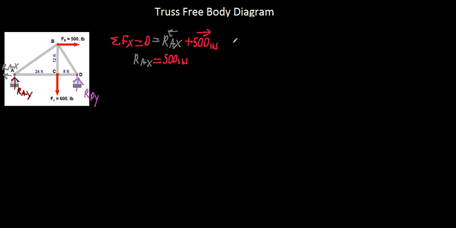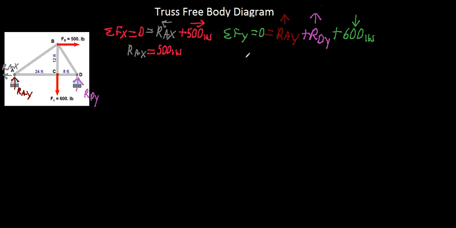And we'll do the same thing. We'll say the sum of all forces in the Y direction equals 0. And that's, we got Ray and we got Rudy. And we've got 600 pounds downward. And since we know 600 pounds is going downward, we can assume that Ray and Rudy are going upward. Therefore, I can say that Ray and Rudy combine to cancel out and therefore equal 600 pounds. And to solve any further, we need to say the sum of all moments equals 0.